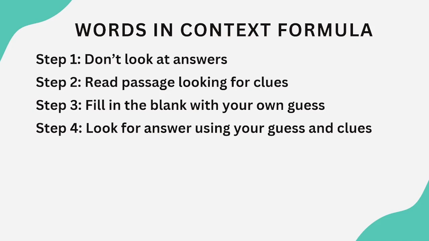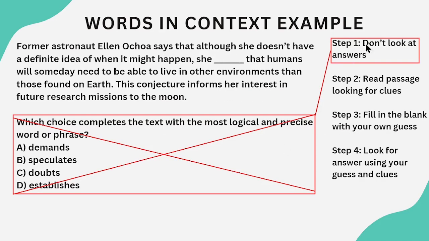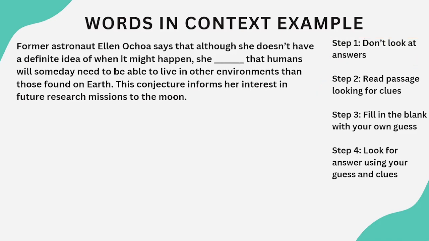So let's try with an actual question. Step 1, remember, ignore these answers. Now we're going to go to the next one. Question 2: Former astronaut Ellen Ochoa says that although she doesn't have a definite idea of when it might happen, she blank that humans will someday need to be able to live in other environments than those found on Earth. This conjecture informs her interest in future research missions to the moon.